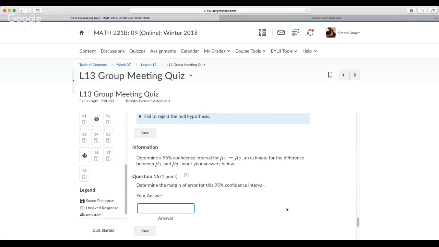Next: determine a 95% confidence interval for mu 1 minus mu 2. Determine the margin of error for this 95% confidence interval. So it would be 3.681. How'd you do that? Did you do negative 2.214 minus 5.147 divided by 2? I did 5.147 minus negative 2.214 divided by 2.